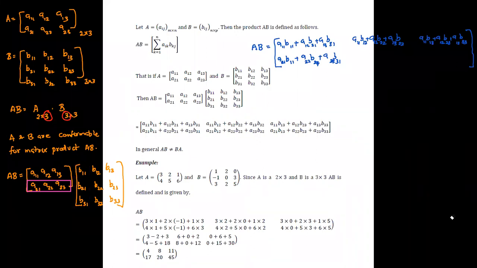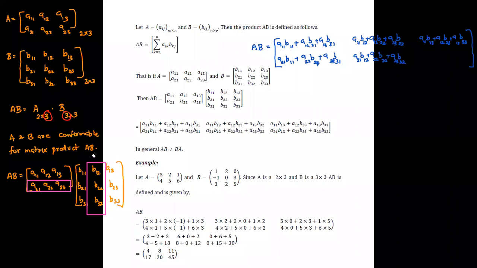Then we have to move to the second column. Second column elements are B12, B22, and B32. Then we will get the values in this form: A21 multiplied with B12, then A22 multiplied with B22, A23 multiplied with B32. Now we have finished the multiplication of the second row with the second column.